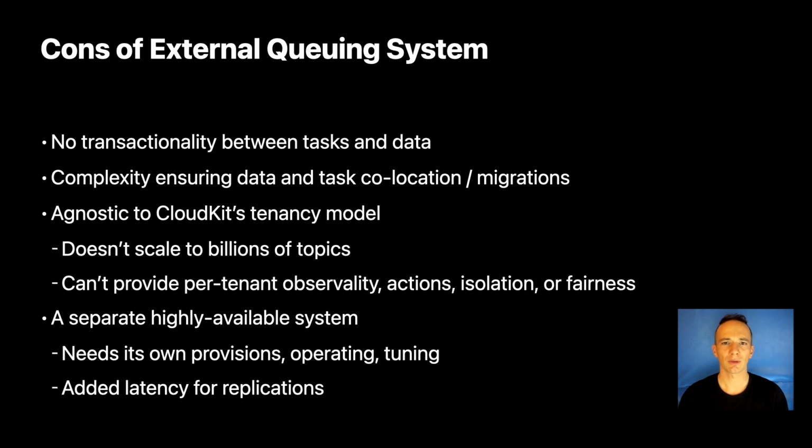Having the tasks stored in a separate system complicates data migration and state management. More generally, the external queuing system is oblivious to CloudKit's tenancy model. You can't query it to ask for user tasks or provide fair scheduling across tenants. In addition to that, maintaining a separate highly available queuing system has its costs in terms of provisioning, operating, tuning, as well as performance, especially if cross-data center replication is required. And so we decided to go with a different path than using an external queuing system.